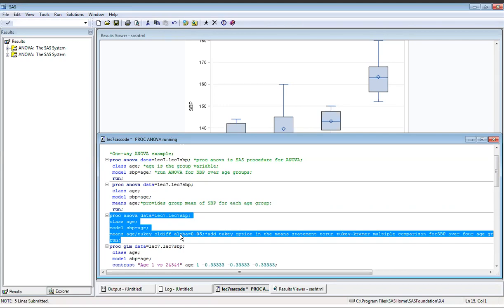Kramer test. And here we also ask for the CL for the difference, which is the 95% confidence interval for the difference. And we also set the nominal alpha level as 0.05. All right, then we run this model.